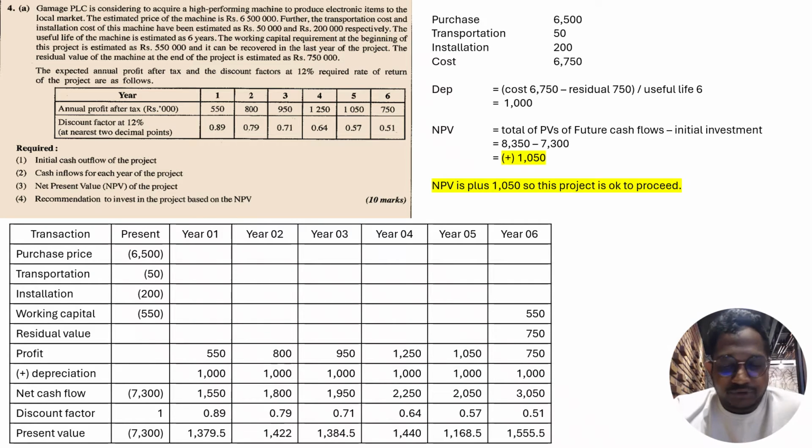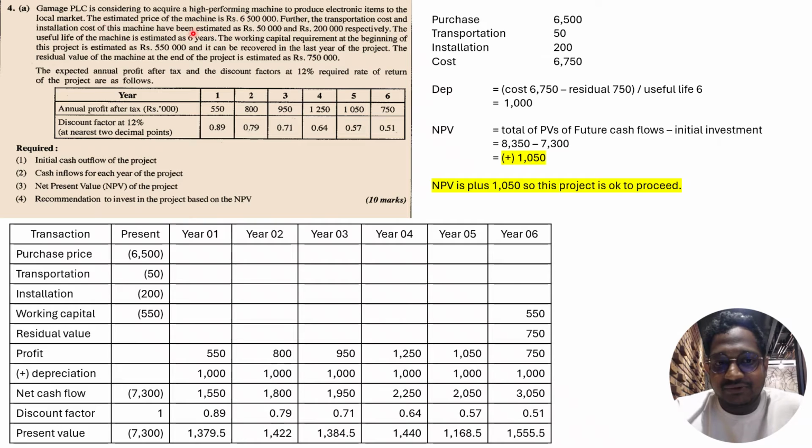Hi kids, in this video I'm discussing the investment decision correction that came in the 2021 past paper. It's a very small exercise, and it says Gamage PLC is considering acquiring a high performing machine to produce electronic items for the local market.